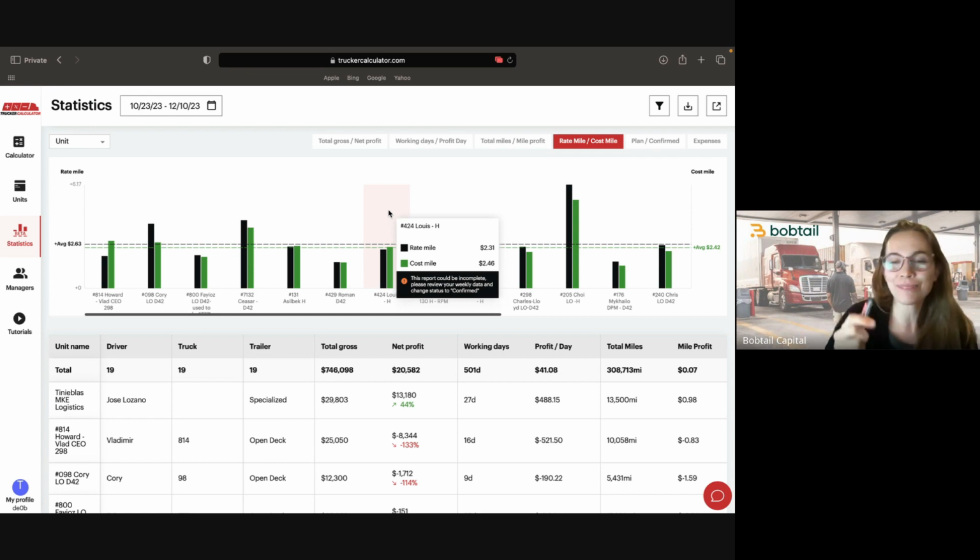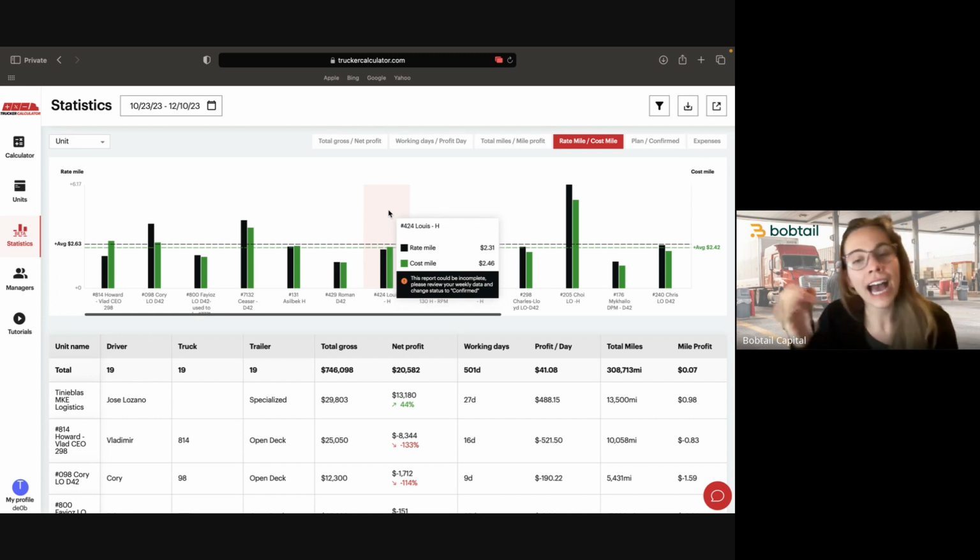And that also brings me to Veronica Blanco, who's going to talk to us about factoring. Berto, can you tell us what are some of the ways that a factoring service can help or hurt your cost per mile? Very good question.